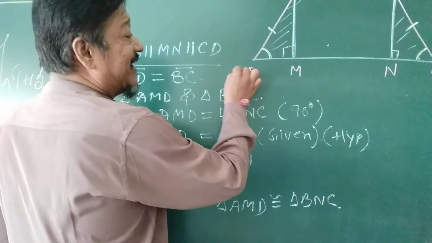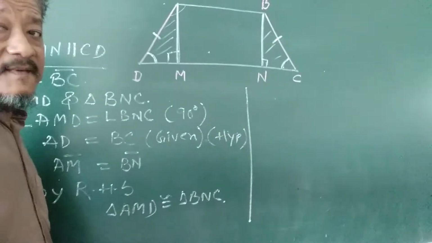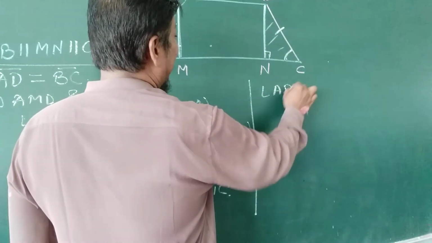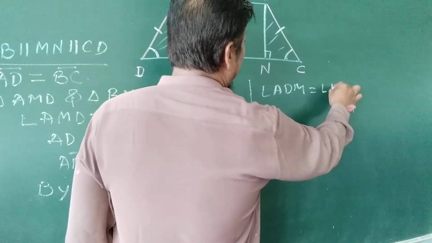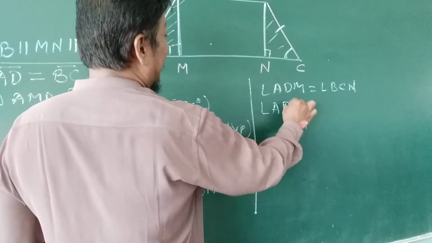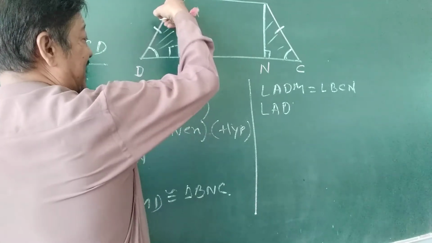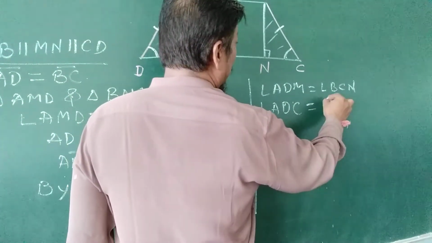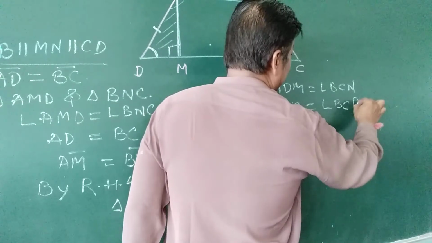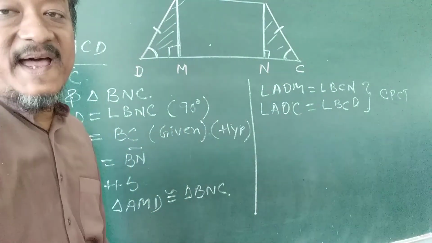Hence angle ADM is equal to angle BCN. So angle ADC is equal to angle BCD. This is by CPCT.